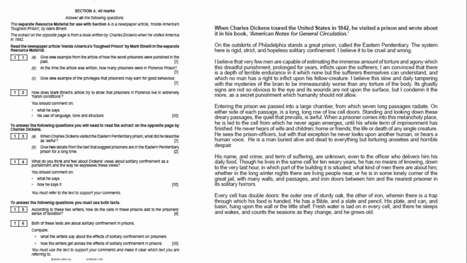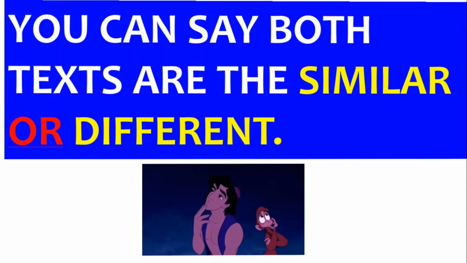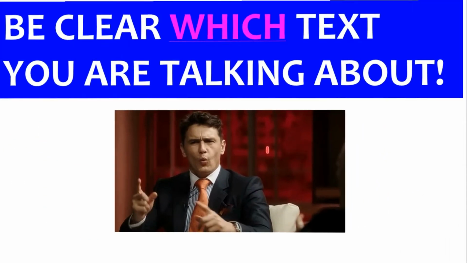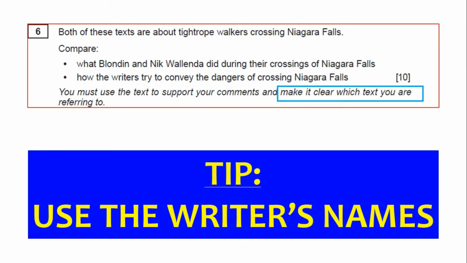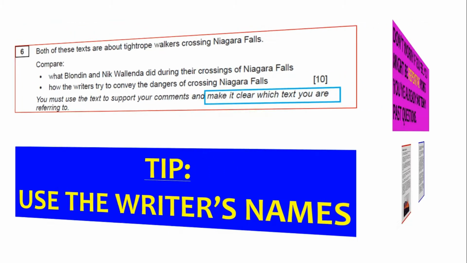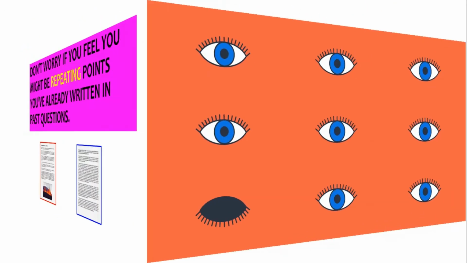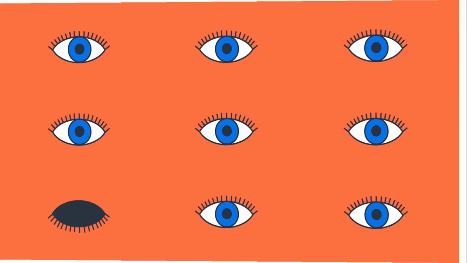So there's the first text and the questions. There's the second text. Say what's the same, what's the difference about the particular question. Be clear which text you're talking about. An easy way of doing that is using the writers' names. So that's how I would do it. Don't worry if you feel like you might be repeating points if you've already written them in past questions. So the same and differences on this question.